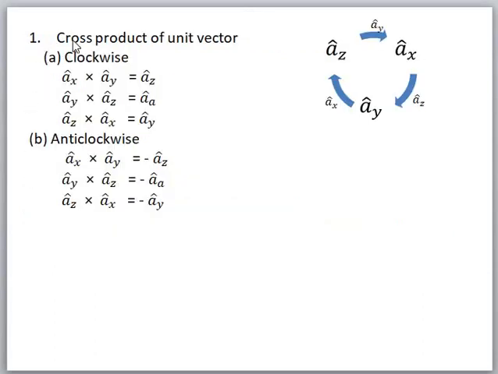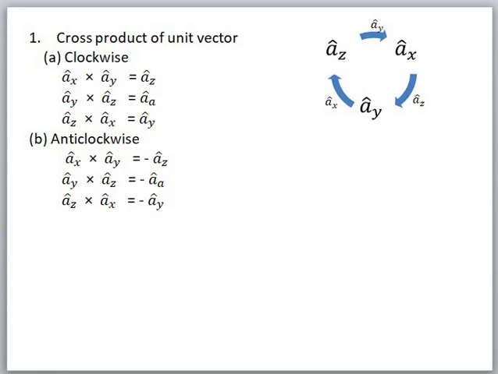The next point is the cross product of unit vectors. The cross product of unit vectors follows two rules. First is the clockwise, second is the anti-clockwise. Now let's see the clockwise cross product of unit vectors. Let's see, this is the ax cap, this is the ay cap, this is the az cap. This is the unit vector.